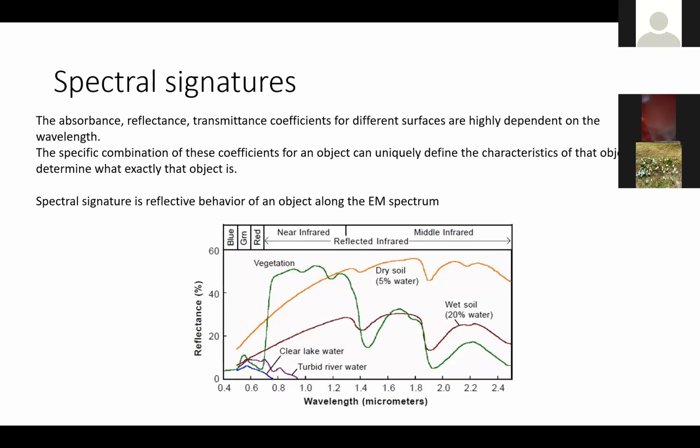On the previous figure, you saw the signature of the absorption lines, and here you can see the spectral signature of different subjects on the surface. So as I told, the absorbance, reflectance, and transmittance coefficients are highly dependent on the wavelength. Spectral signature is the reflective behavior of an object along the electromagnetic spectrum, and a specific combination of those coefficients can allow us to uniquely define the characteristics of the objects or the surface.